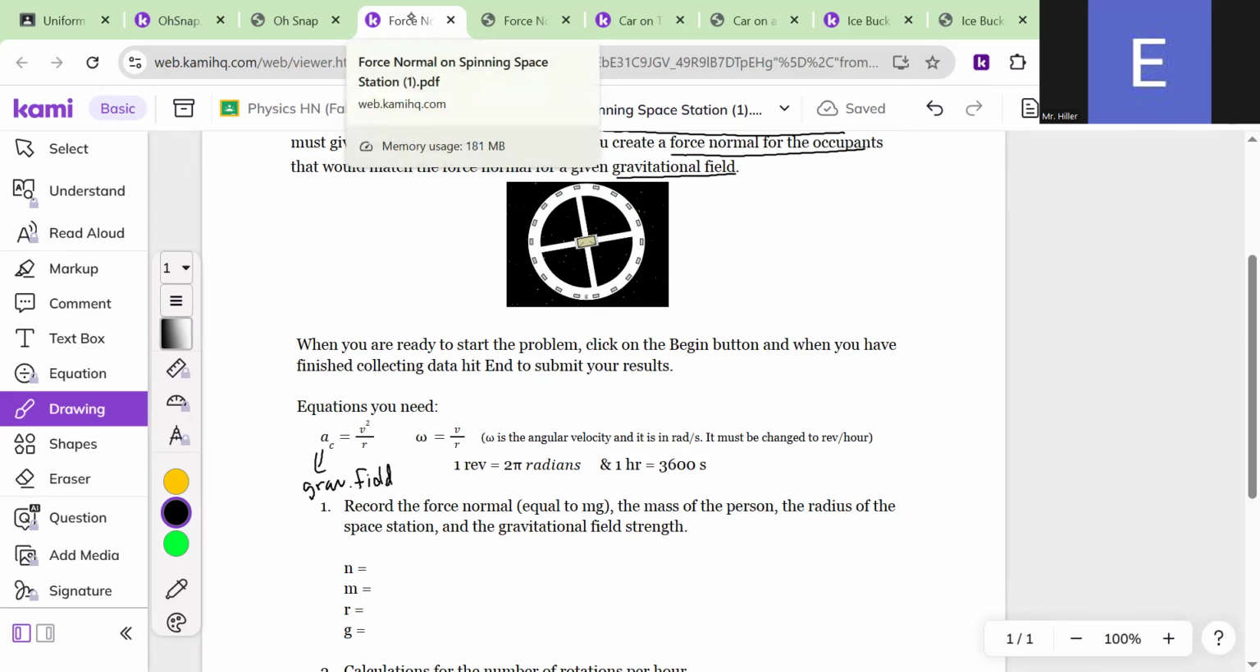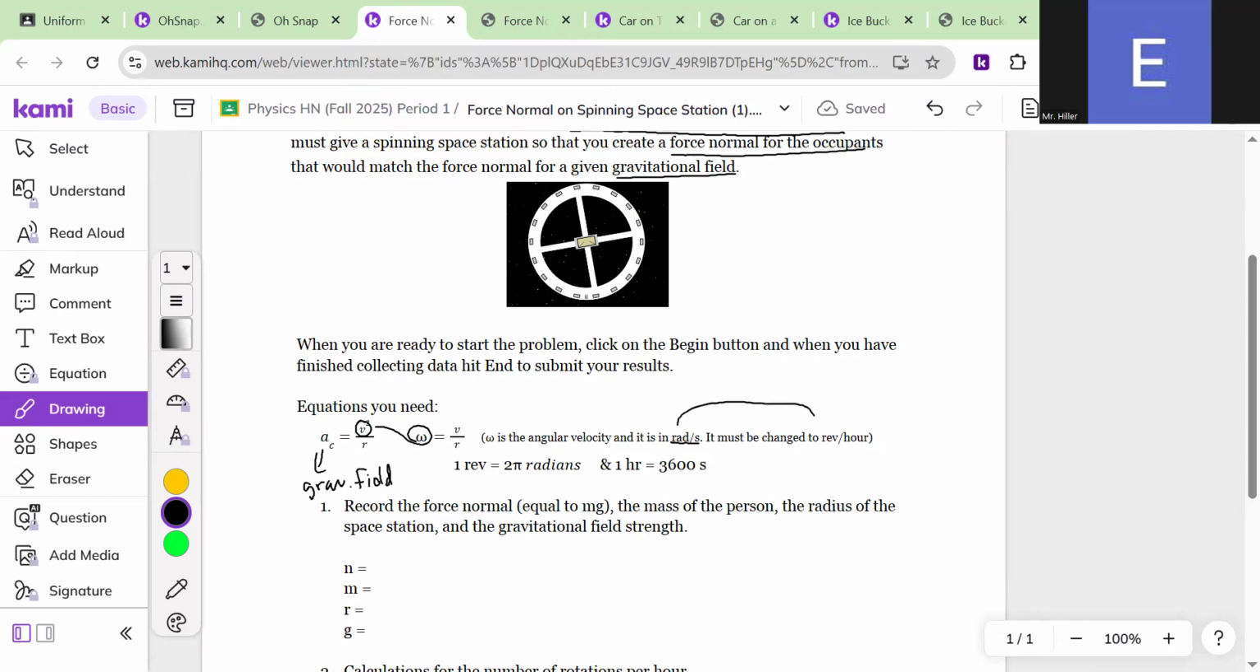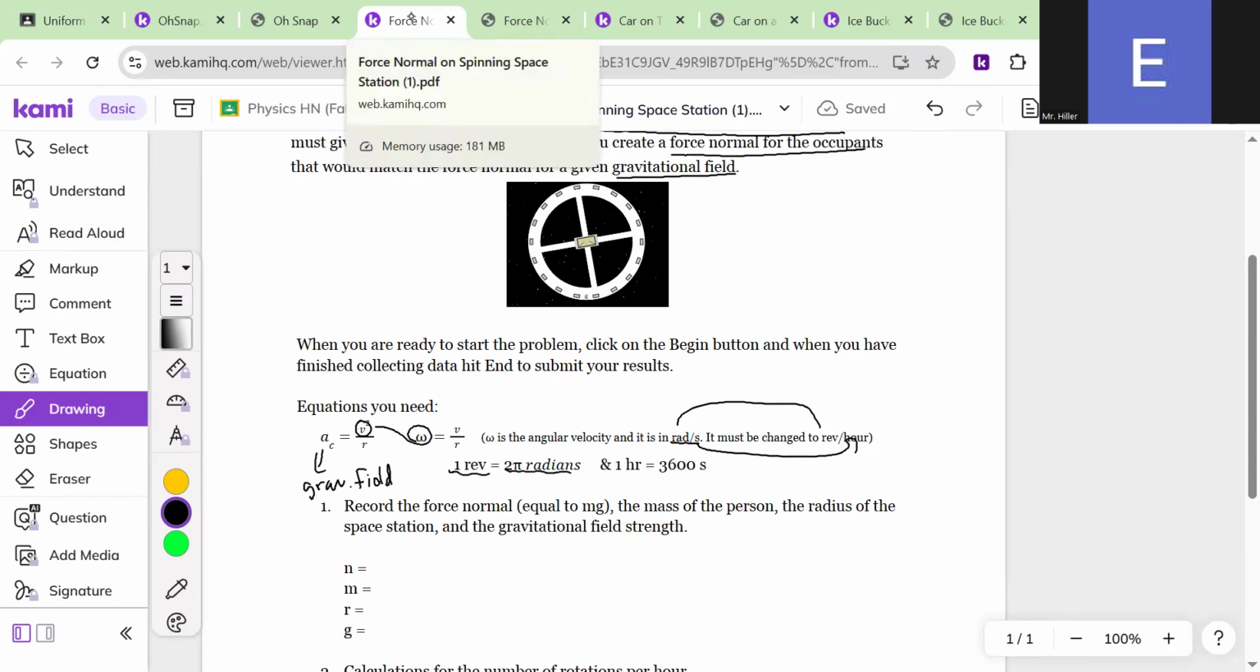And the centripetal acceleration will match the gravitational field. Once we have that, we're going to solve for speed, and then once we have the speed, we'll go ahead and solve for omega. Remember, omega is in radians per second. So we have to change radians to revolutions and seconds to hours. And you've got the two conversions right here: 1 revolution is 2 pi radians of angle measurement, and 1 hour is 3,600 seconds. Okay, so that's the information that we've got.